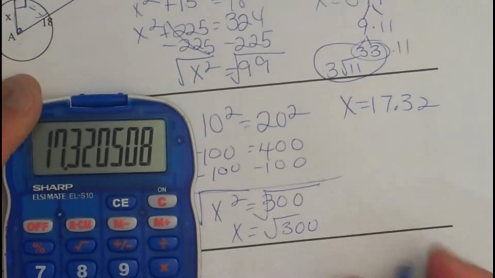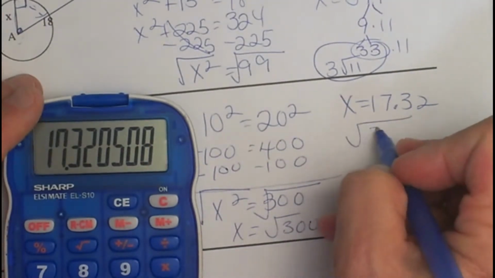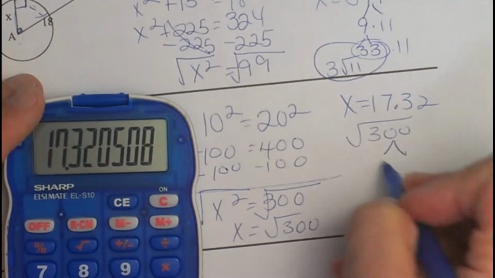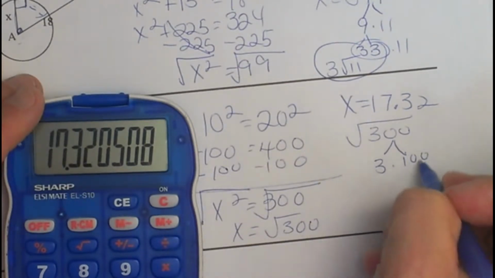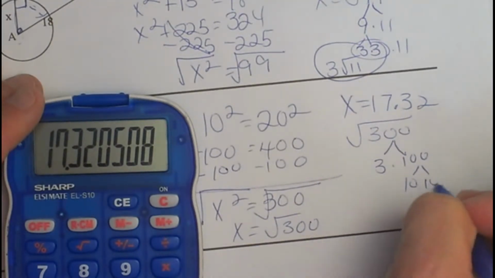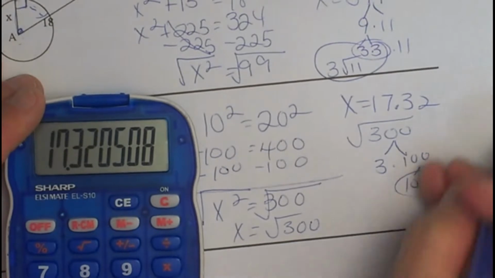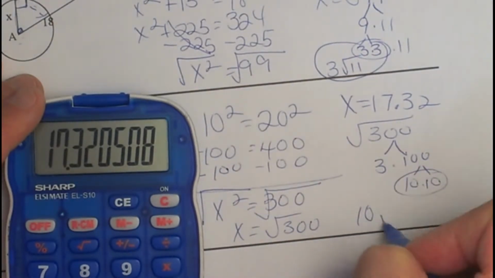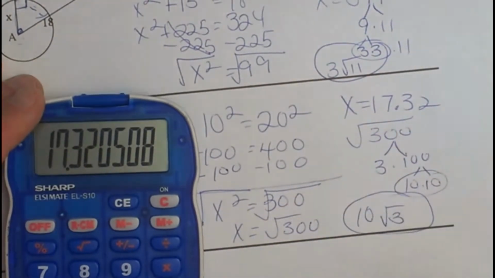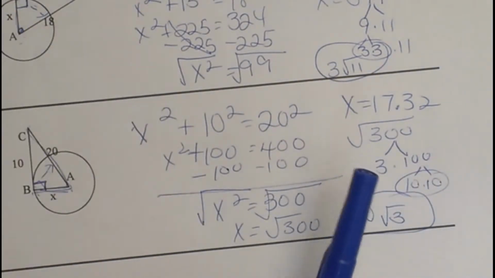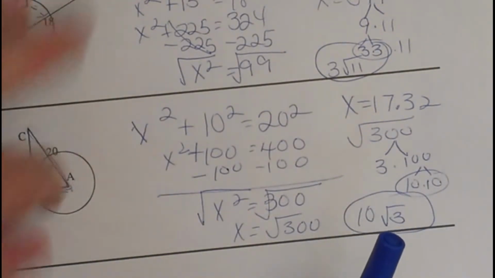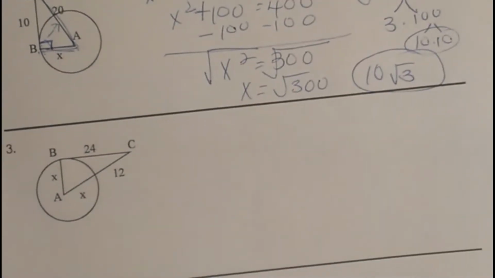Now let's do the radical answer, the square root of 300. Well, that breaks down to 3 times 100, and 100 is a perfect square. Its square root is 10. So let's take that out, and so that's going to be 10 root 3 as the radical answer. So that means my radius is 10 radical 3. Okay, let's go down to number 3.